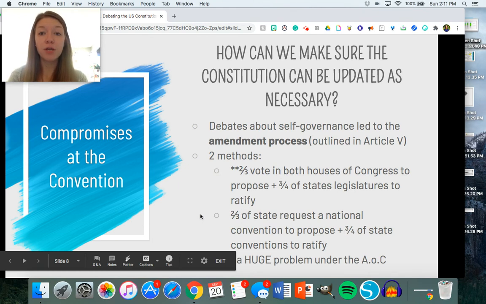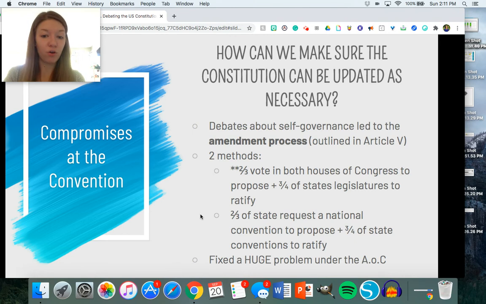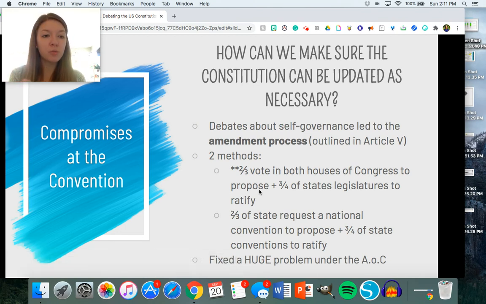Now, this amendment process is going to fix a huge problem under the Articles of Confederation, where it was way too difficult to have anything passed, whether that was a law or an amendment that required a unanimous vote. This process right here makes it possible, but not super easy. So, possible enough that we have had amendments pass, but not too lenient that we have a million amendments, or too hard that we've never been able to pass anything.